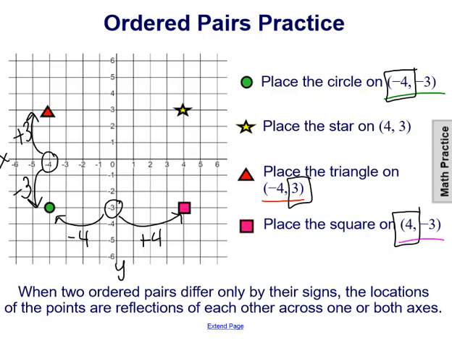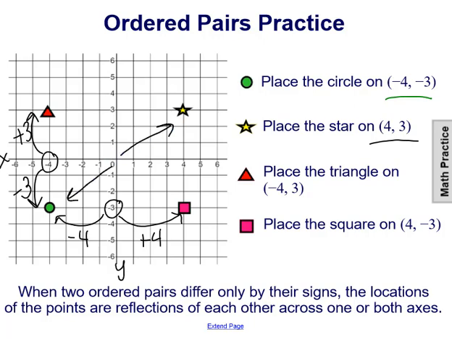So when you have these coordinates with the same numbers but only differing by their signs, you end up with these reflections across one or both axes. If we compare the circle to the star, the circle is located at -4, -3, and the star is at +4, +3. So that is actually the complete opposite of both the x and the y, and as you can see, that is a reflection across both axes. You're reflecting across the x and the y to get to that location.